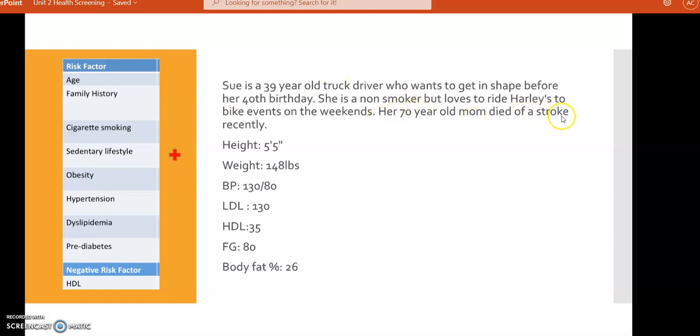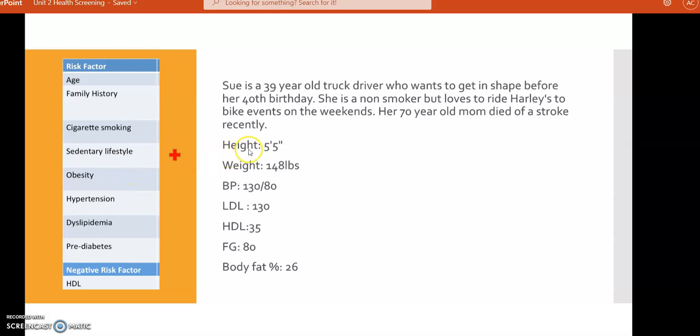Her 70-year-old mom died of a stroke recently. The cutoff is 65, so it has to be before 65 to count as a factor. So for these heart-related events that are over that threshold, the data suggests that it's more likely related to age than hereditary factors. That's why this wouldn't count as a family history risk factor. So family history is not, age isn't, cigarette smoking is not.